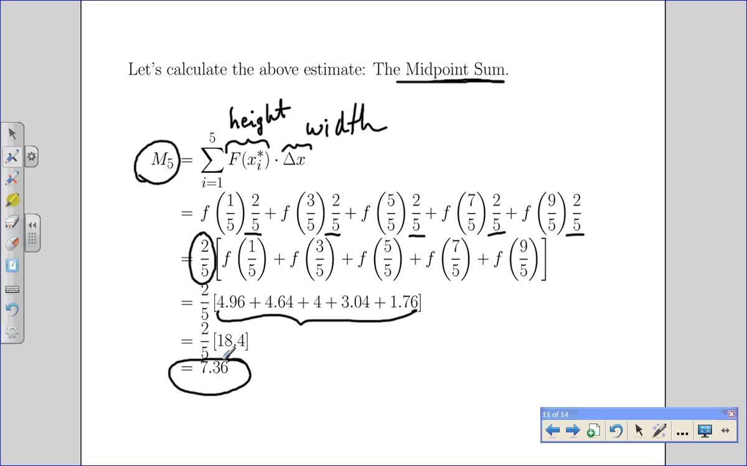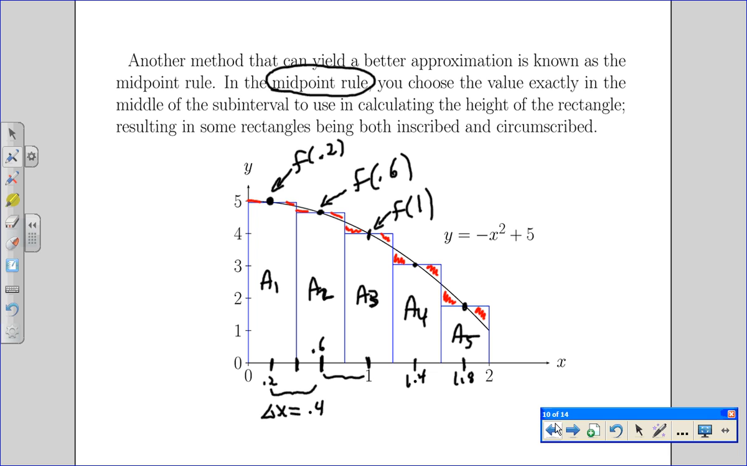Now, you'll notice that even on the midpoint formula here, we have some fairly large rectangles. Triangles, I mean, for the error. That's a pretty big error right there. So if you want to improve your estimate, what you do is you simply take more rectangles.